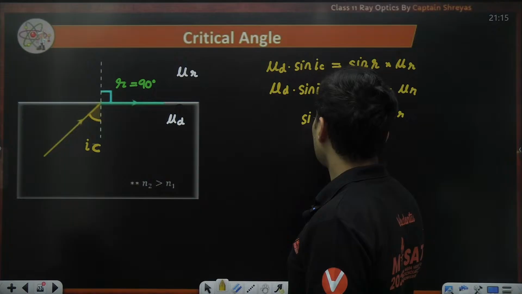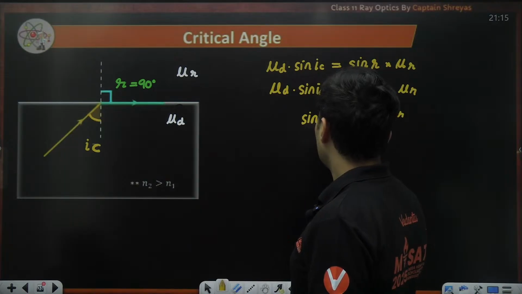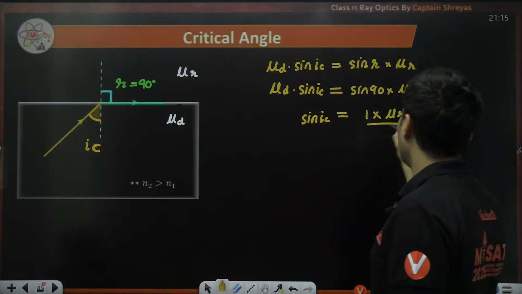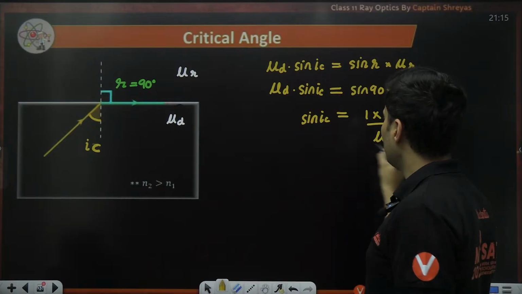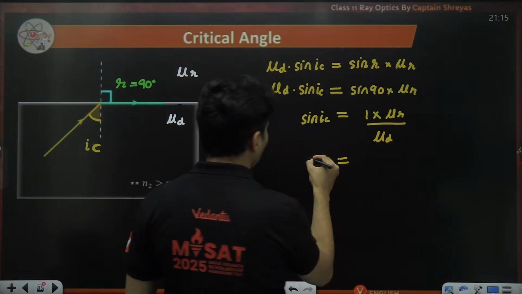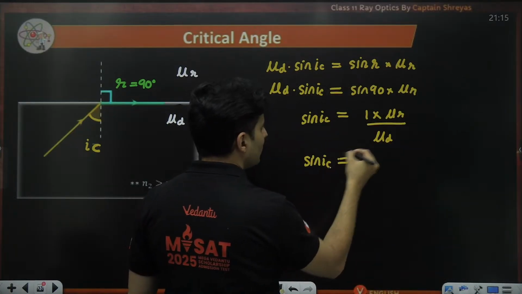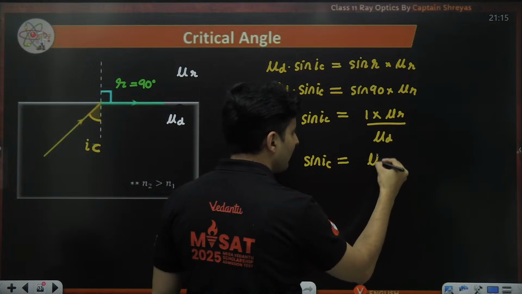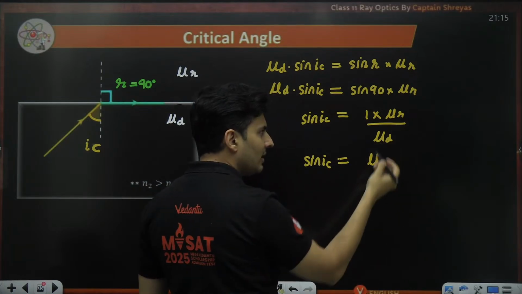I will take mu d below over here. What is this going to be? Mu r by mu d. This is the relative refractive index.